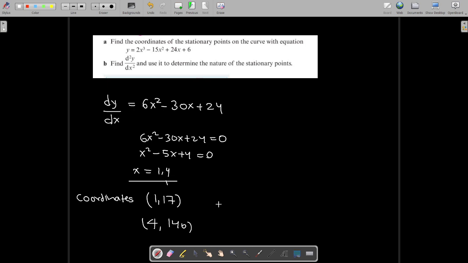So you have to find out the stationary points. You found out these stationary points. These two points are the stationary points. So find d2 and use it to find the nature. I need to find the nature of these stationary points. Double derive it.